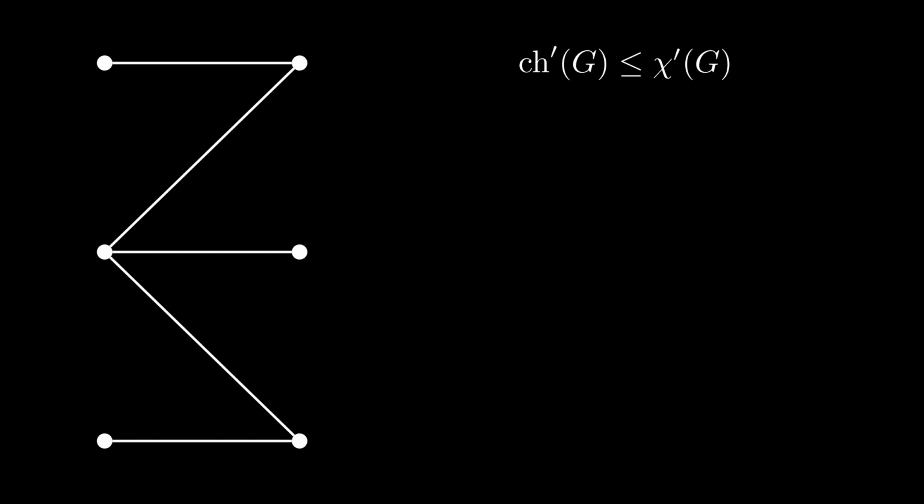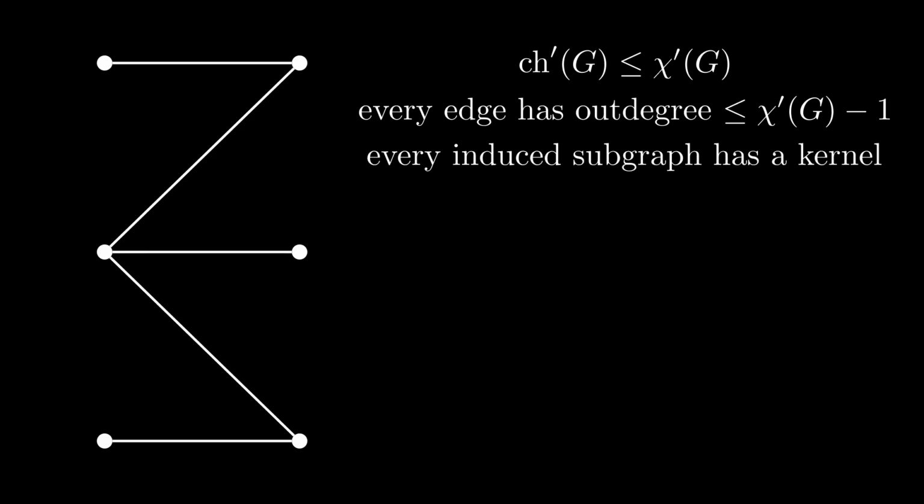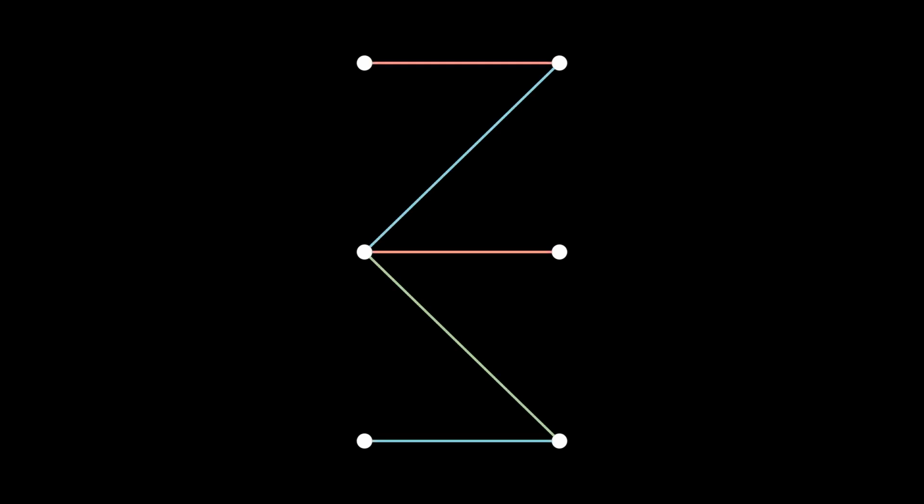To do this, we need to find an orientation that satisfies these two properties. The first is that each edge of our bipartite graph has an outdegree of at most chi prime of G minus 1, and the second is that every induced subgraph has a kernel. Let's focus on the first condition. The outdegree of a vertex seems little related to coloring, so we suspect our orientation should be related to coloring. For simplicity, let chi prime of G equal n, and let's color our graph with n colors.